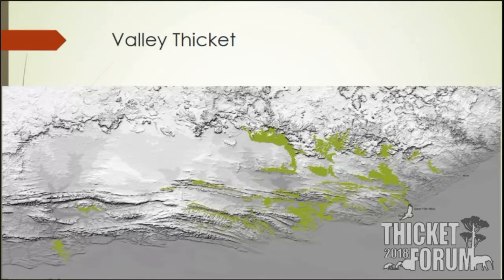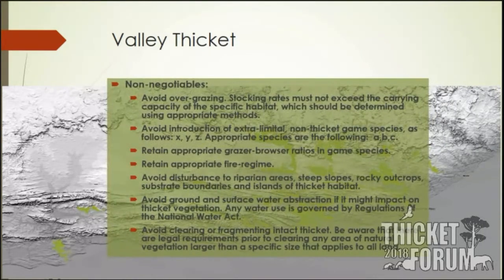Right, valley thickets, that's the distribution of it. It's the only one that doesn't have any mosaics in it. And these are the non-negotiables that we've identified for valley thicket. Once again, those non-negotiables are described for each of the other 5 units as well. So we want to avoid overgrazing, we want to avoid introduction of extra-limital game species, etc., etc. So we've defined these sorts of things for each of the units.